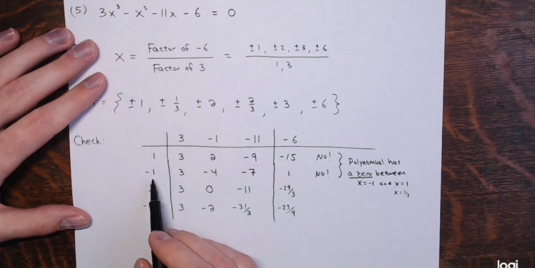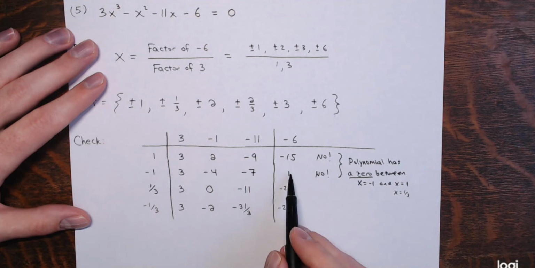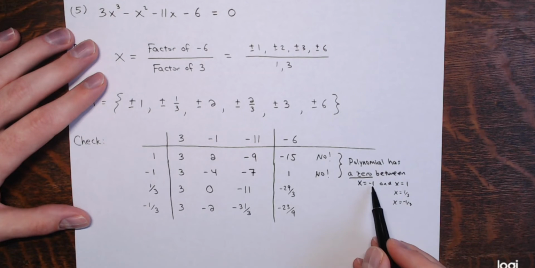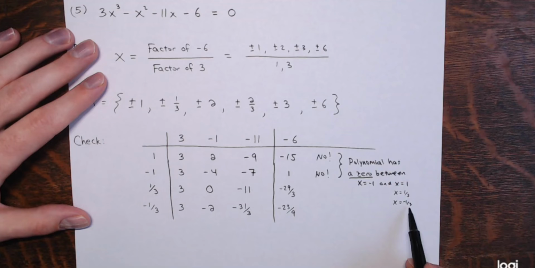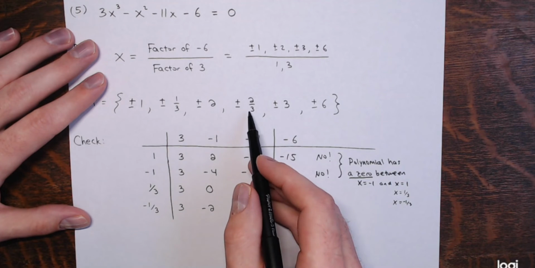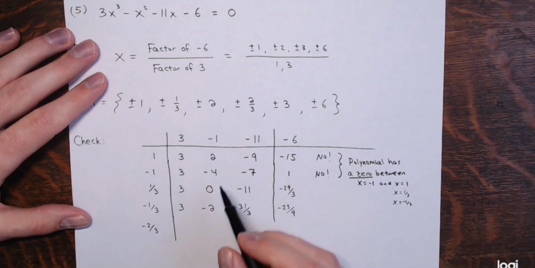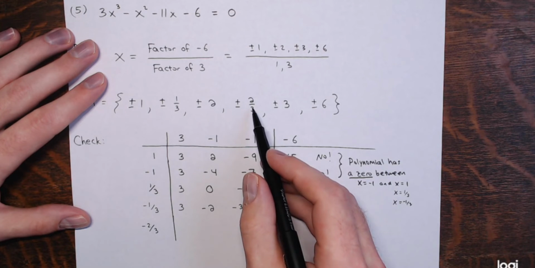But again, when I plugged in negative 1, I got a positive output. When I plug in negative 1/3, I got a negative output. So now I know that there's got to be a 0 between negative 1 and negative 1/3, which leads me to checking negative 2/3. That's a number between negative 1 and negative 1/3, and again taking from my list only.